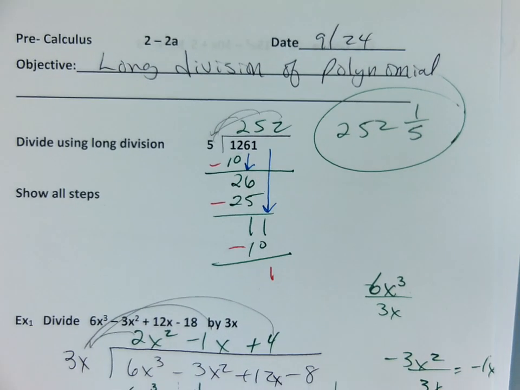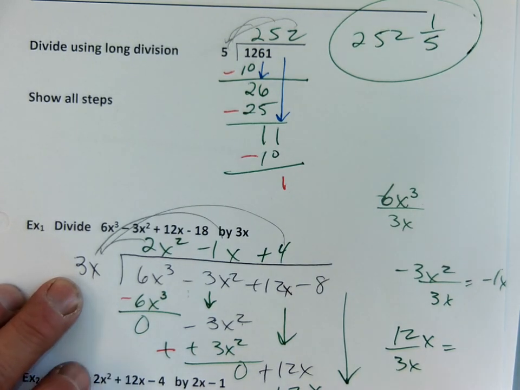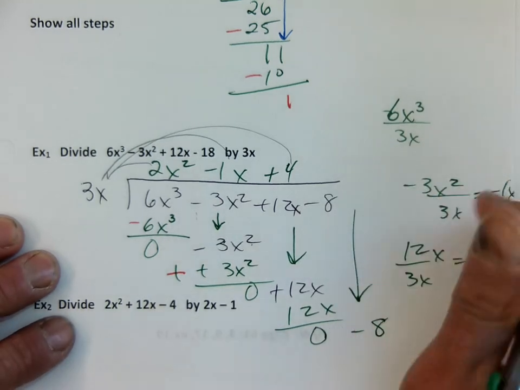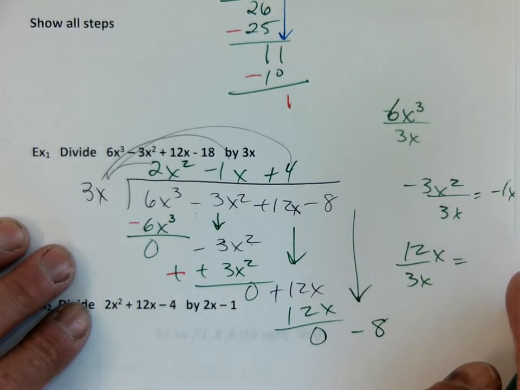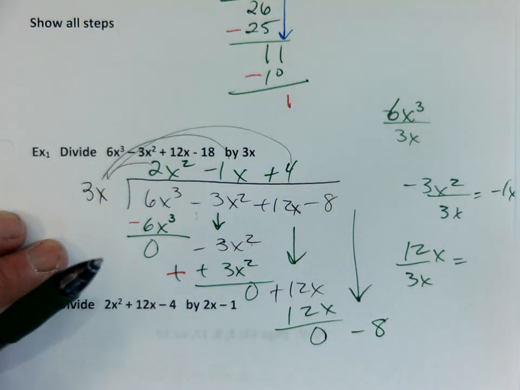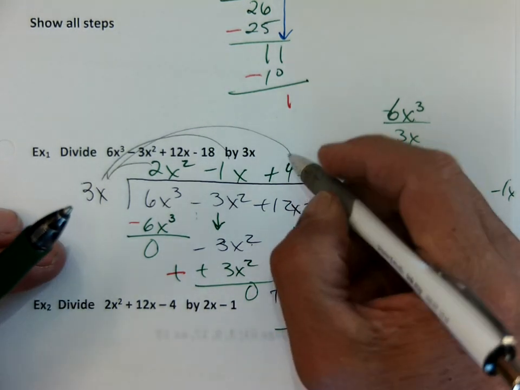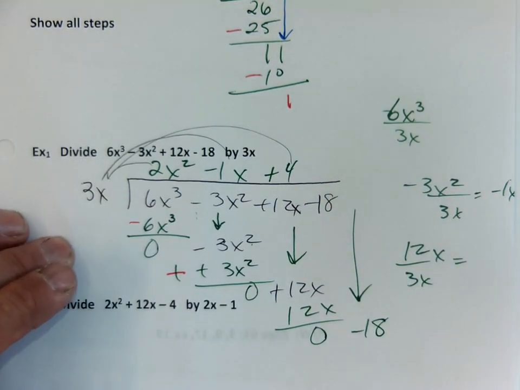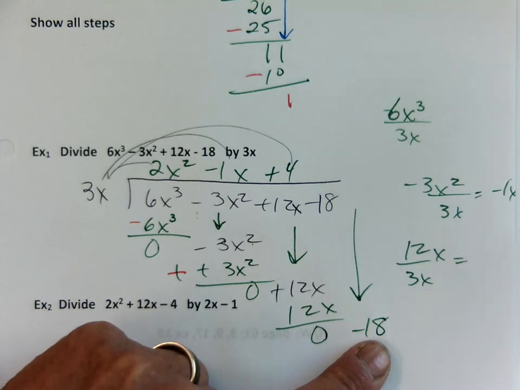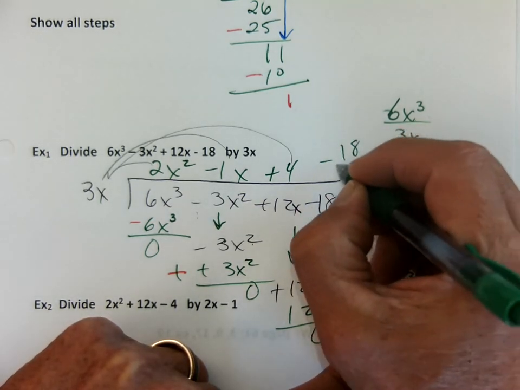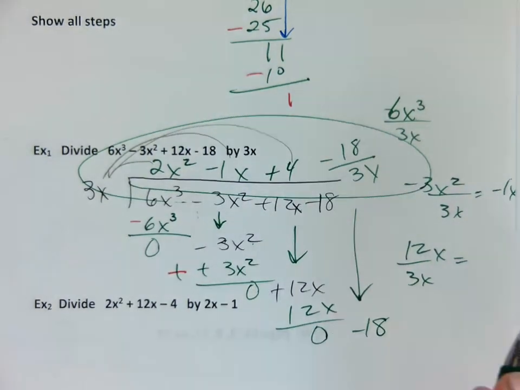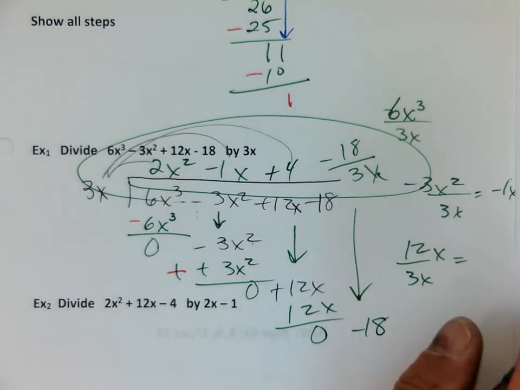So the same thing happens here. 3x will not go into negative 8 because that's not an x. So our answer is negative 18. Thank you. So we're going to take our negative 18 over what we divided by. And I could probably reduce this to 6 over 3.